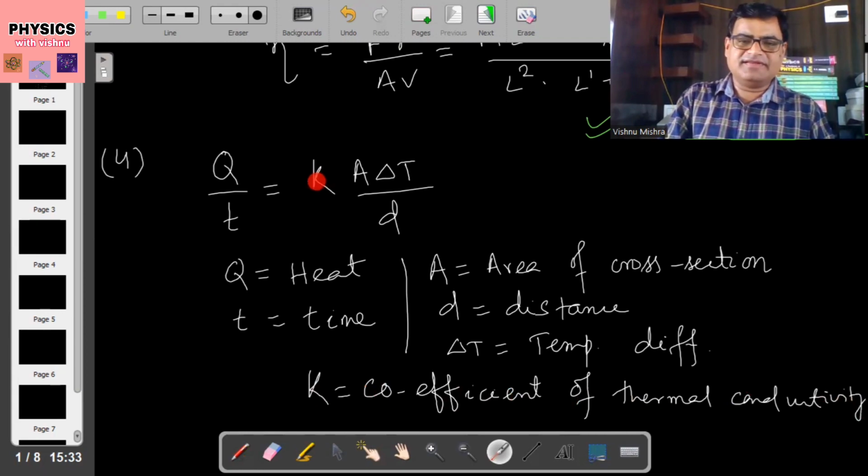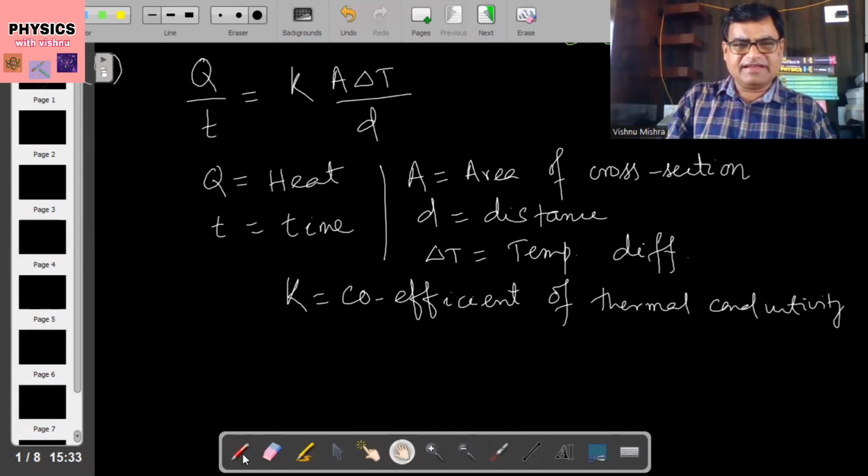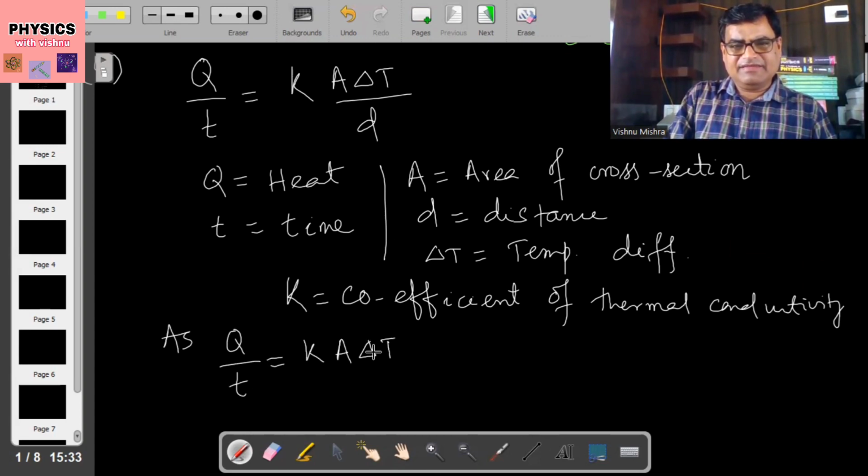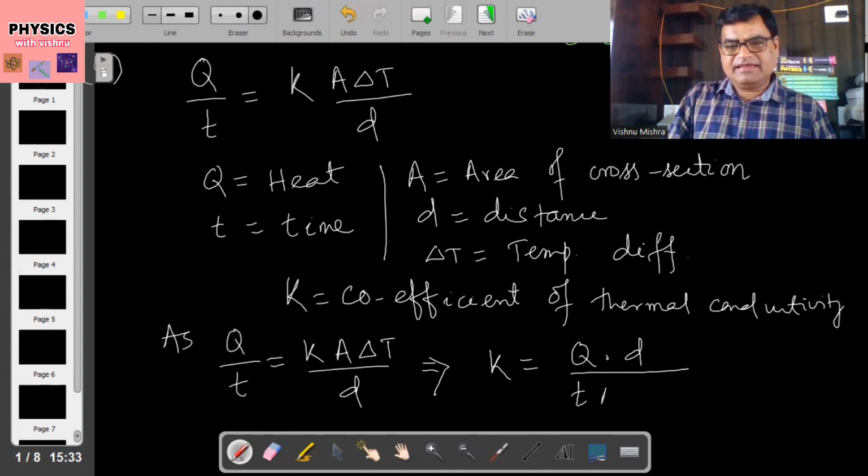What is the problem? Clear? K is a constant. Now my question is, find out the dimension of K. How to write K's dimension? Write down Q by T is equal to K A del T divided by D. Now find out the value of K. K is Q into D divided by T A del T. समझ में आ रहा है?